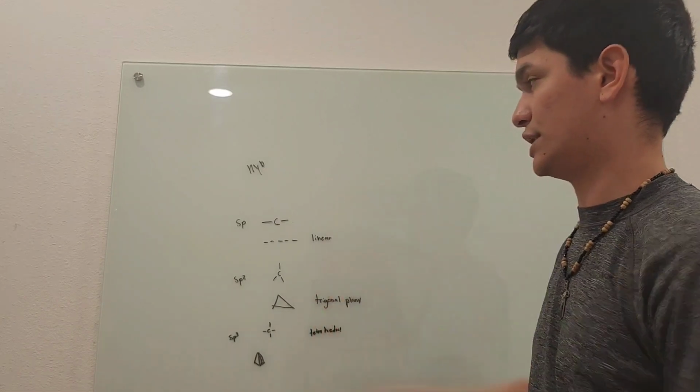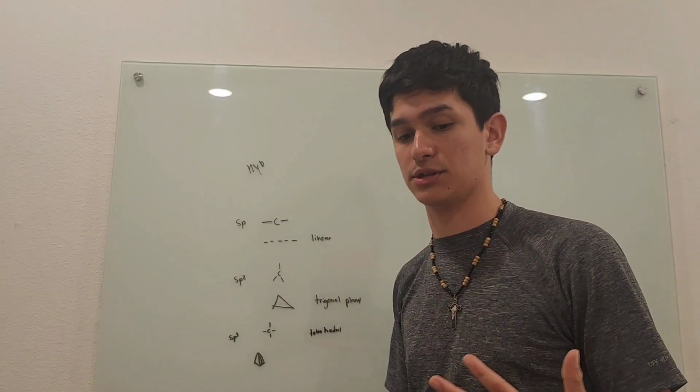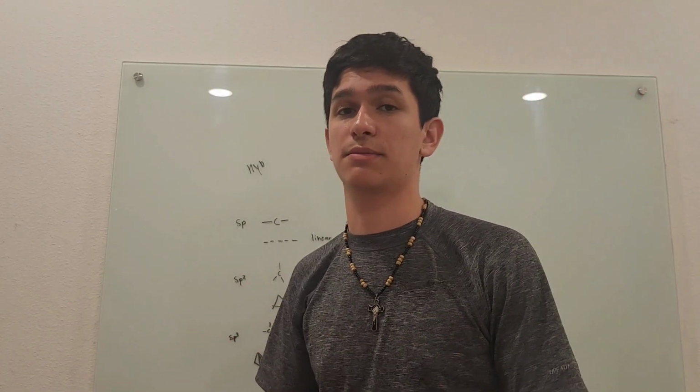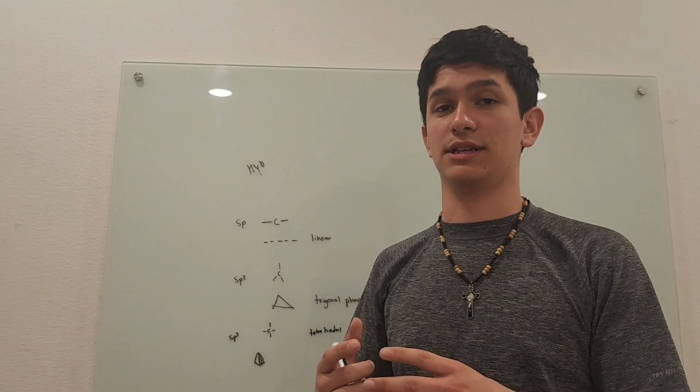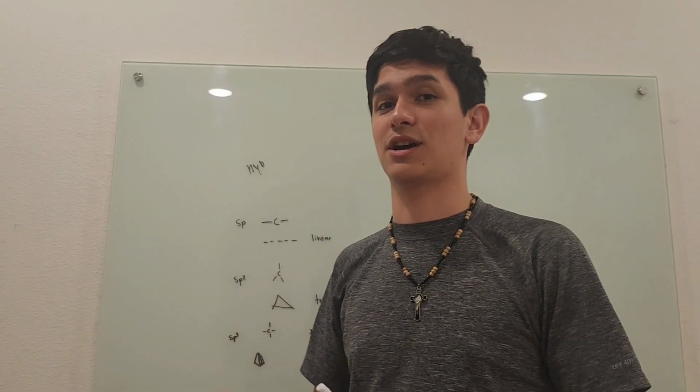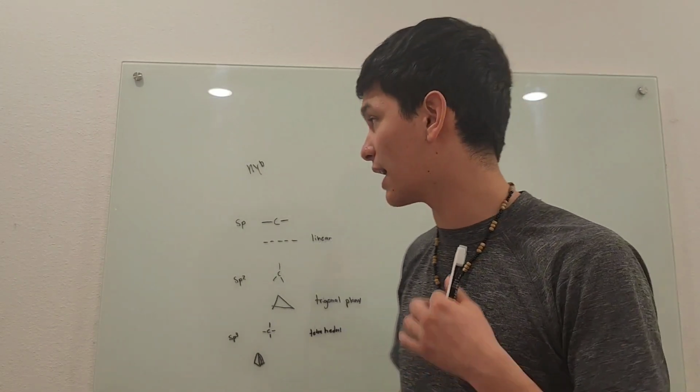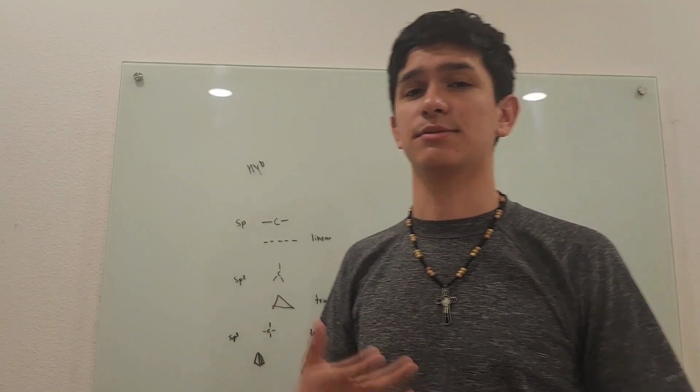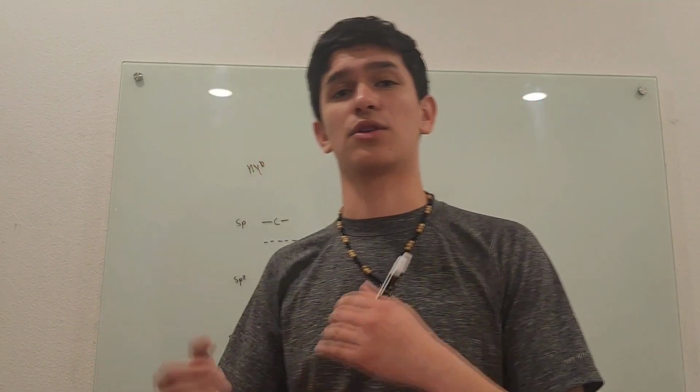So these are the 3 geometries that we can get for carbons. This is important to organic chemistry because the elements with carbon are organic molecules. So knowing the hybridization of carbons and the geometry is really important for other chapters.